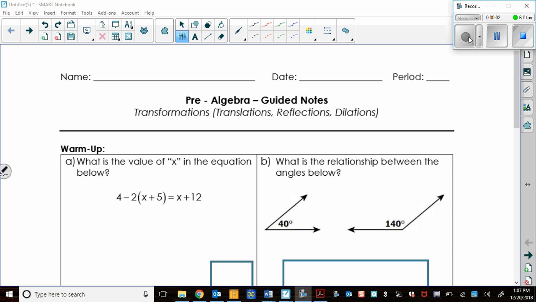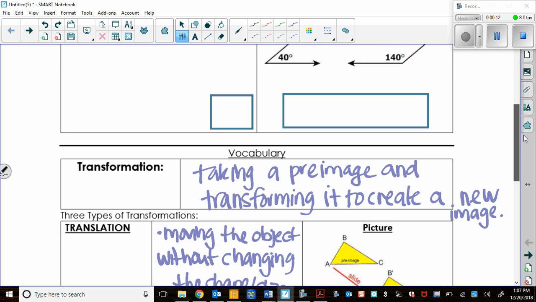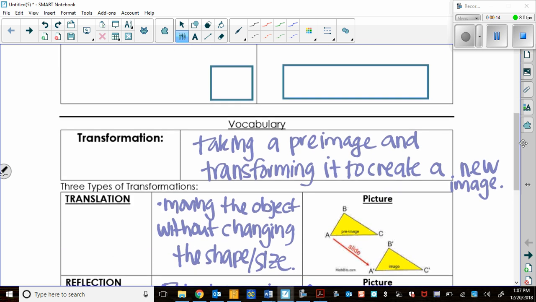Alright class, today we're going to be talking about transformations, and there are three transformations that this video is going to cover: translations, reflections, and dilations. Okay, so we're going to look ahead at some vocabulary. A transformation is when you take a pre-image and you transform it to create a new image, depending on which of the three they give you.